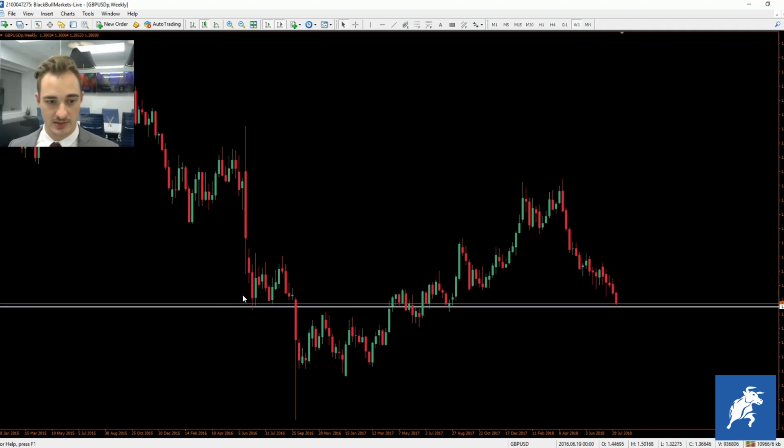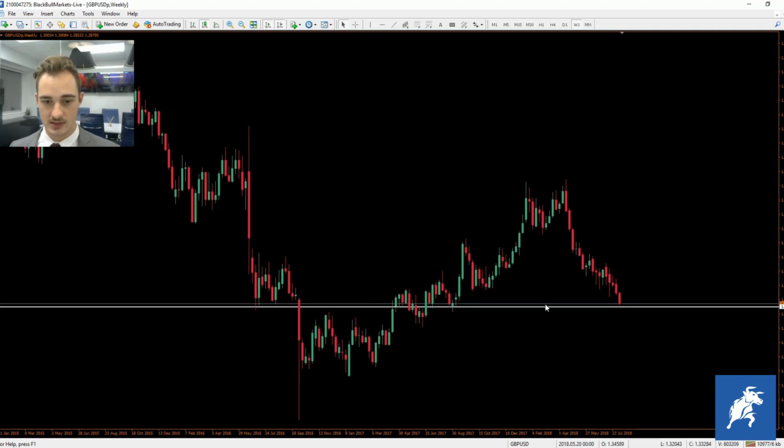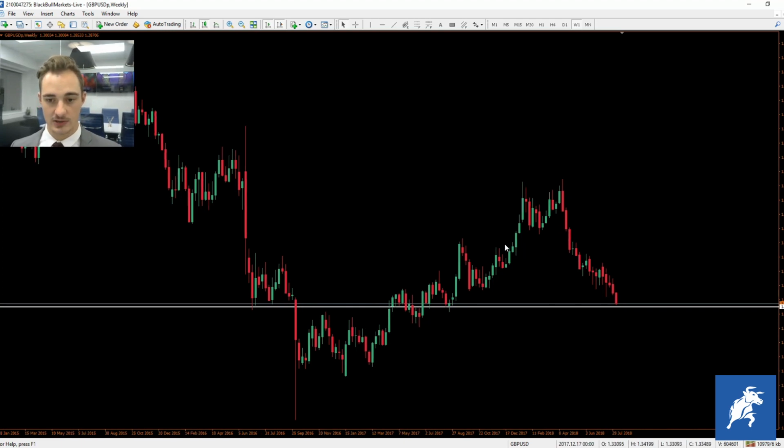Also offering previous supports back here in June 2016, and a bit of a resistance here in May of 2017. You can see it has come close to a resistance as well in November 2016. So this is a very strong level we're looking at for the pound. Now I'll take you over to the other chart.